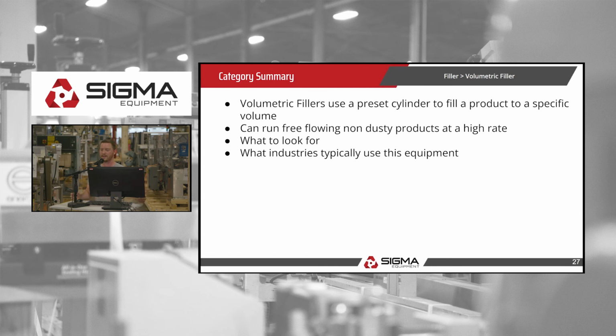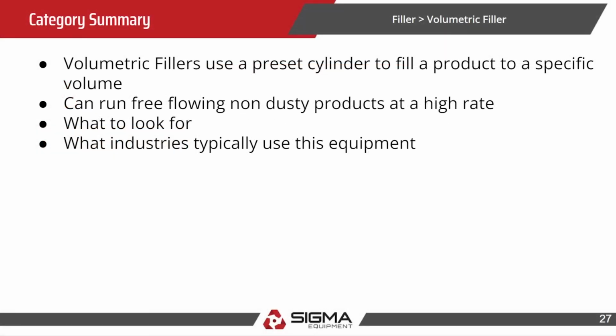So we've seen that a volumetric filler has a cylinder that spins around, gets filled, and drops that product into your bag, your cup, your box, whatever you're trying to fill. It can run free-flowing, non-dusty products at a high fill rate. We've seen what to look for, such as that product reclaim brush, the hopper, how many cups are available on it, and what industries typically use this, such as your cereal, granola, and cosmetics, anything running powder.